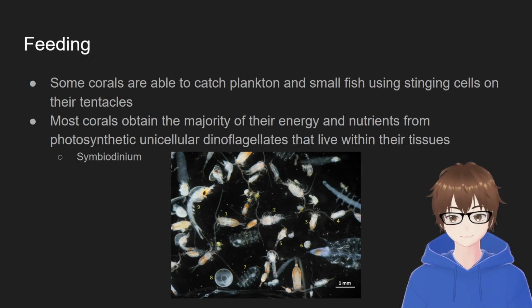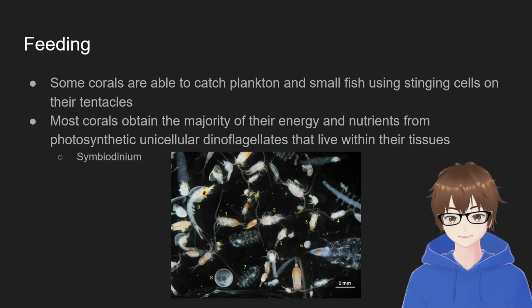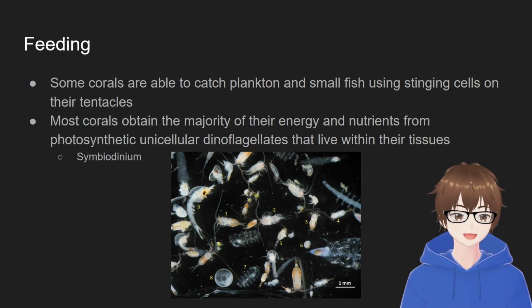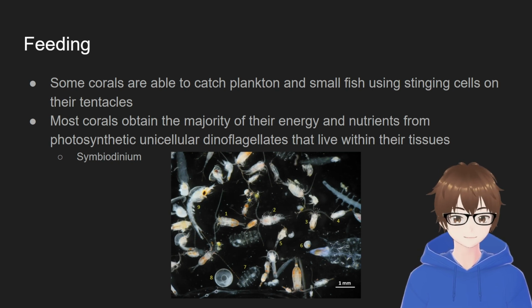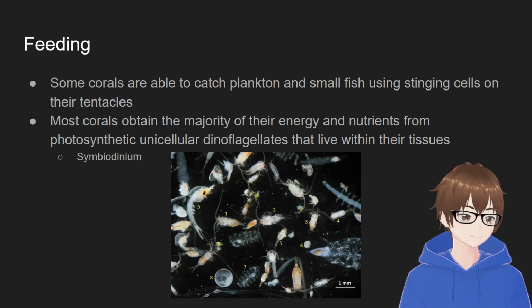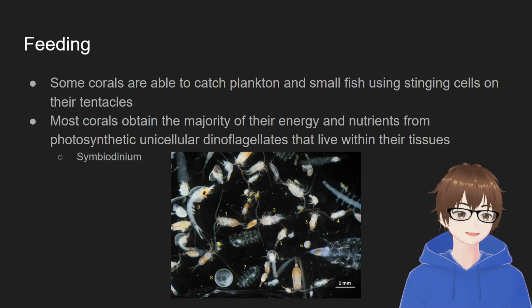So, feeding. Some corals are able to catch plankton and small fish using their stinging cells on their tentacles, but most coral obtain a majority of their energy and nutrients from the photosynthetic unicellular dinoflagellates that live within their tissues, and it's a symbiotic relationship. And then I have pictures here of the plankton and small fish that they might try to eat. They're about 1 millimeter. So very small. And there's tons of different types. There's not just one type of plankton.